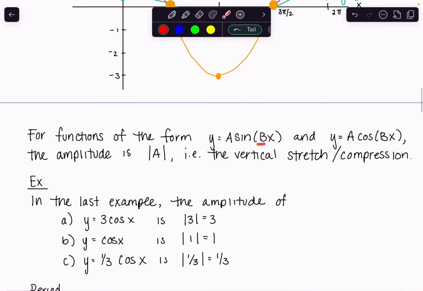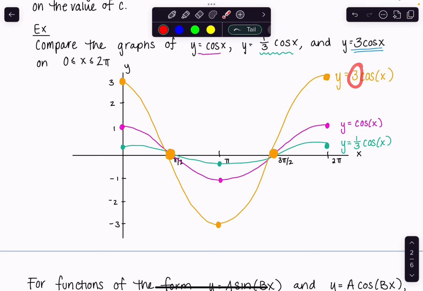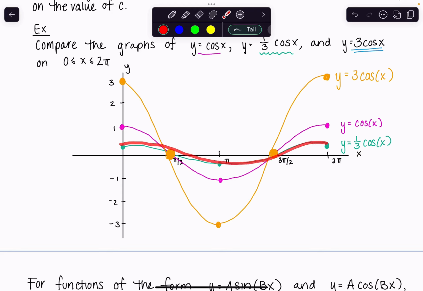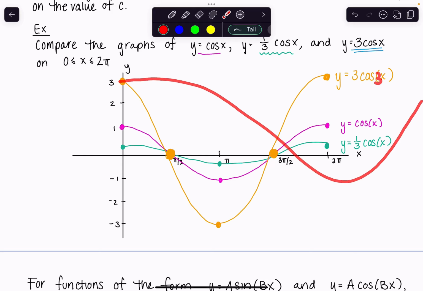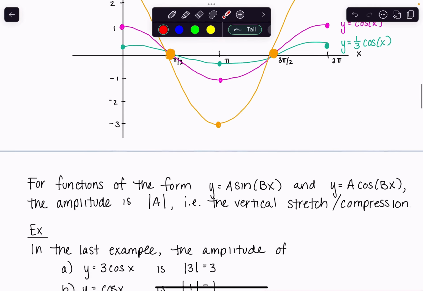This number on the inside affects the x, and it's still a stretch or shrink, but in the x direction. And it does the opposite of what you would think. So when it was 3 out front, it made sense. It made the graph much bigger. When it was 1/3, it made the graph much smaller. But if I put that on the inside, it's going to do the opposite. It doesn't make it bigger in the x direction. It's going to make it smaller, okay?